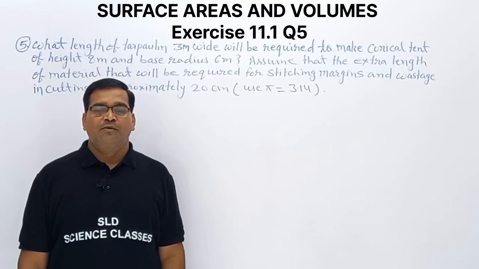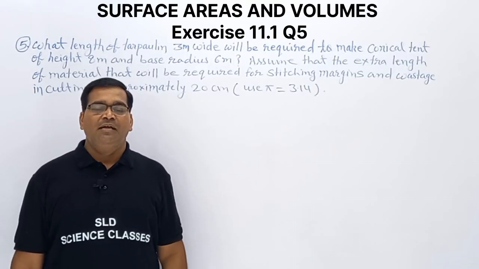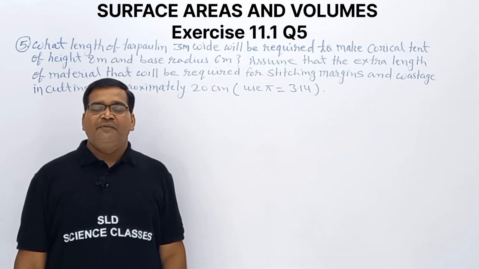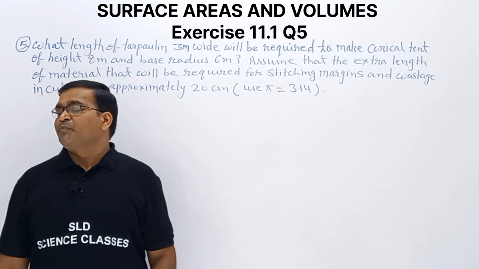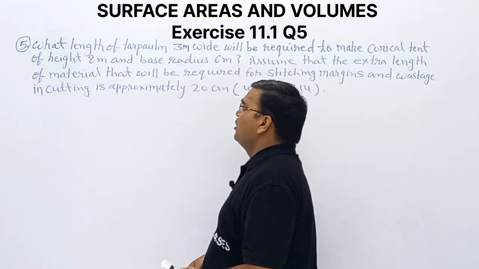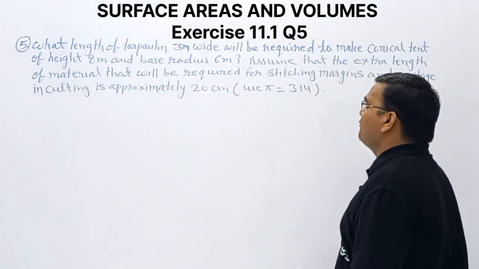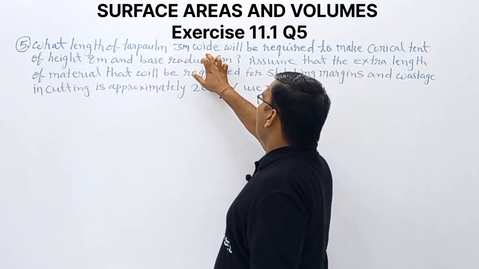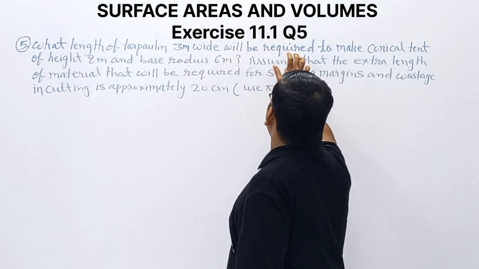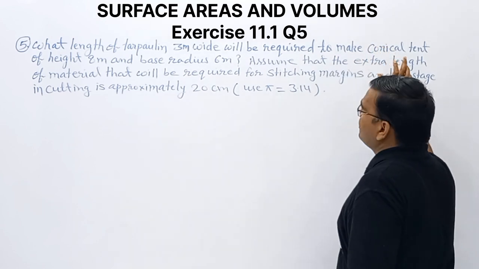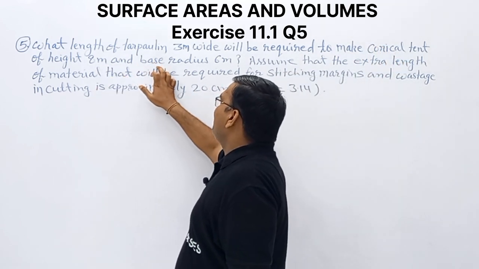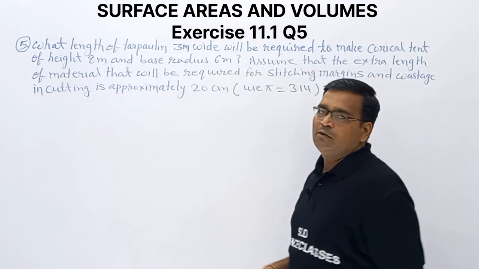In this class, we are going to discuss question number 5, exercise 11.1, surface area and volume. So what about this question? What length of tarpaulin 3 meter wide will be required to make a conical tent of height 8 meter and base radius 6 meter.